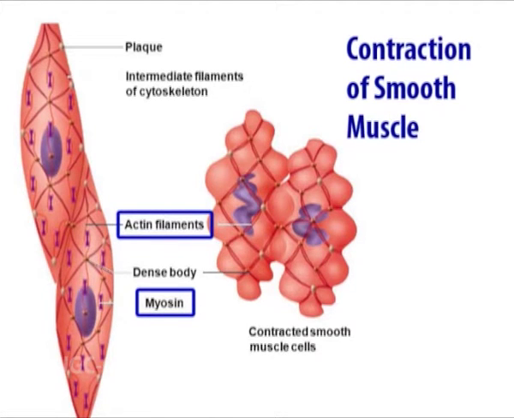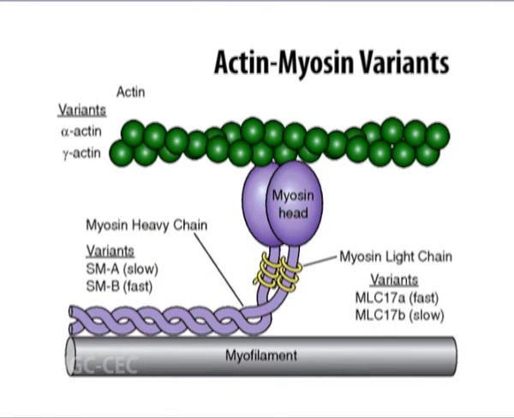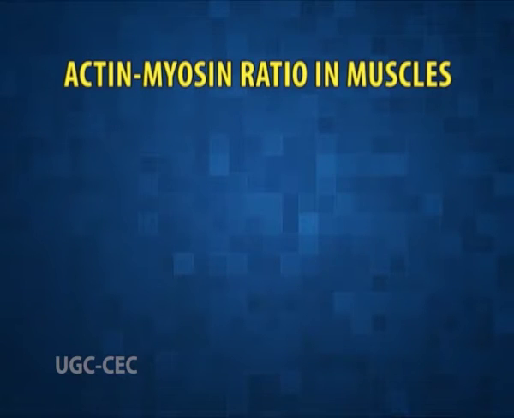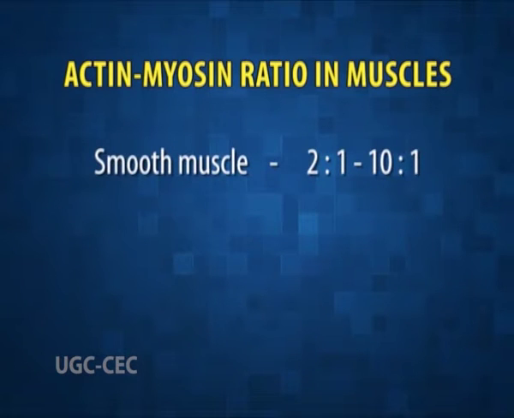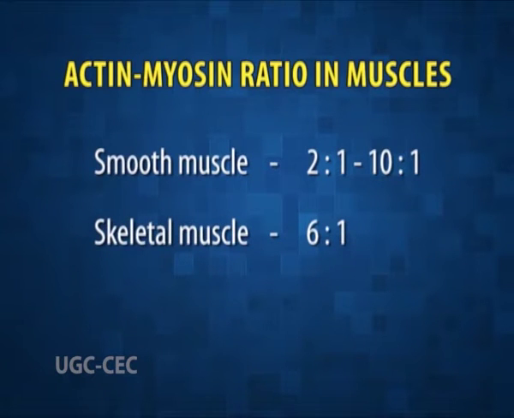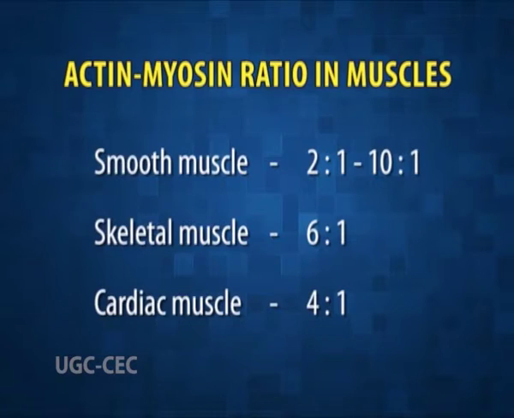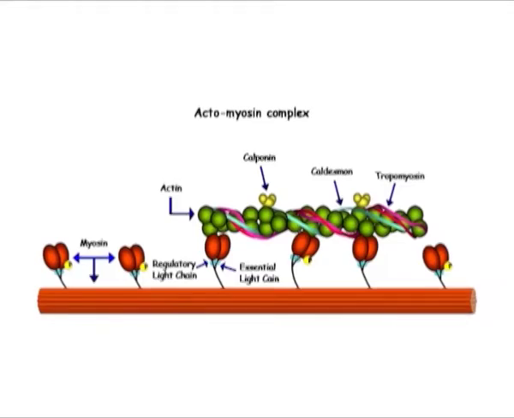Together, they make the entire smooth muscle tissue contract. Myosin is primarily of class 2 in smooth muscles. Actin is made of alpha and gamma actin, where alpha actin predominates. The ratio of actin to myosin is between 2:1 and 10:1 in smooth muscles, compared to approximately 6:1 in skeletal muscle and 4:1 in cardiac muscle. Smooth muscles do not contain the protein troponin.